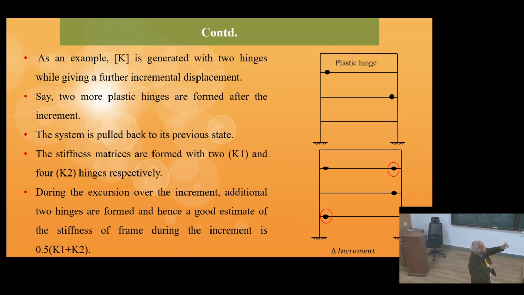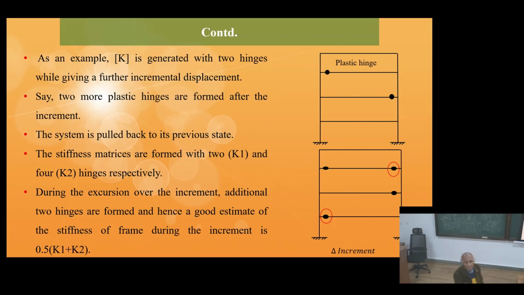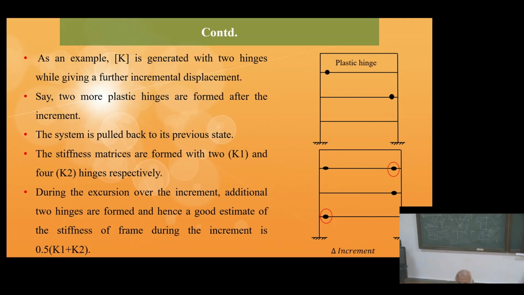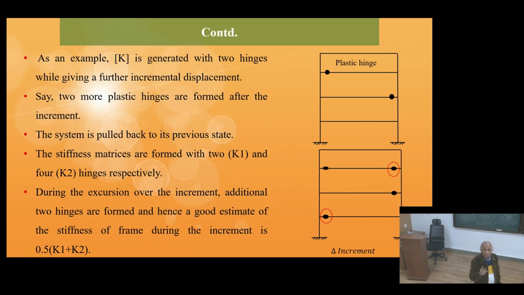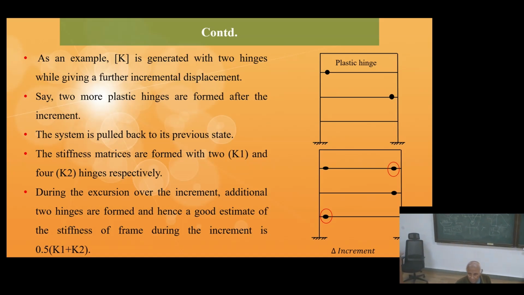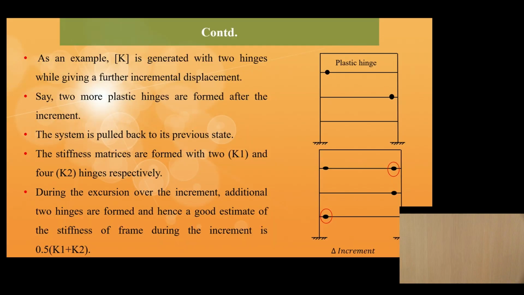Say at that stage, I am giving an incremental displacement of delta U. Okay? And after that, when you stop, after the delta T increment, say there are two more plastic hinges that have appeared. So, in place of two, there are four plastic hinges at the end of the displacement, say. Then what will we do? Firstly, who will detect those extra two plastic hinges?